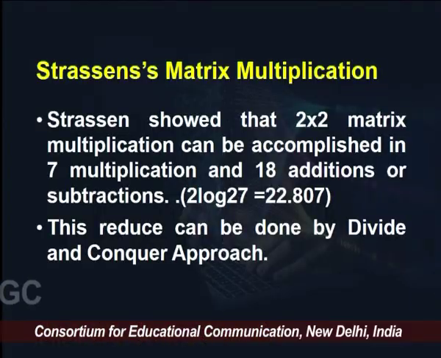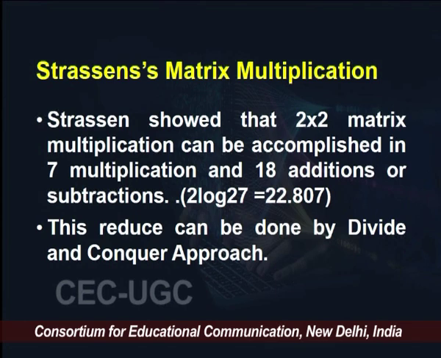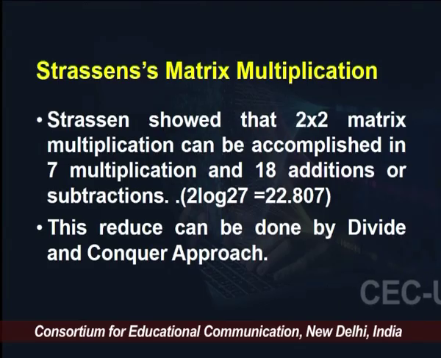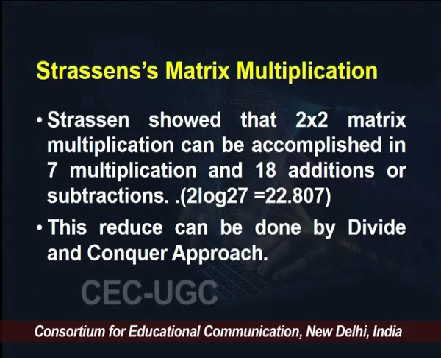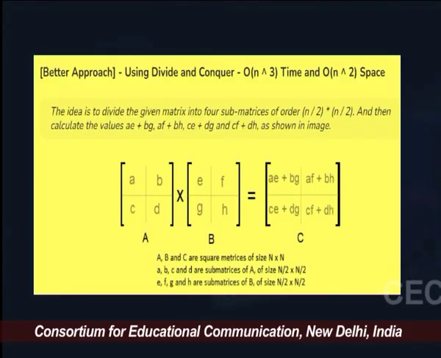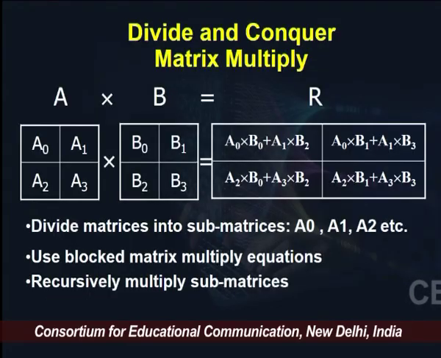But if we apply the Strassen matrix multiplication, Strassen showed that a 2 cross 2 matrix multiplication can be accomplished in 7 multiplications and 18 additions or subtractions, and this reduction can be done by the divide and conquer approach. So, the number of multiplications and the number of additions is what Strassen was trying to reduce.